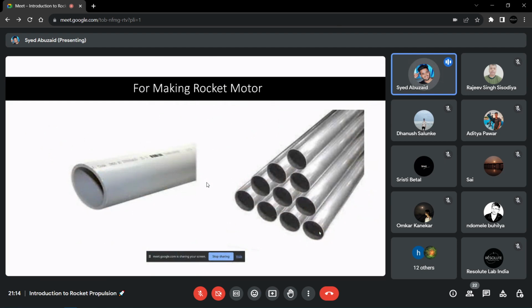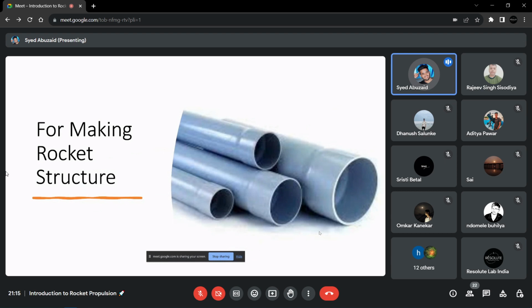So the basic material for making the rocket is PVC for the body, and for the nozzle also we can use PVC, because it resists very high temperature, more than 1800 to 25 degrees Celsius. Okay, and we can also use steel, because steel can resist 1400 degrees Celsius. But if we fill some grain, in a solid rocket, I'll tell you about this in the next step. For making the rocket structure, we can use thin PVC pipes, so we can make it easily.